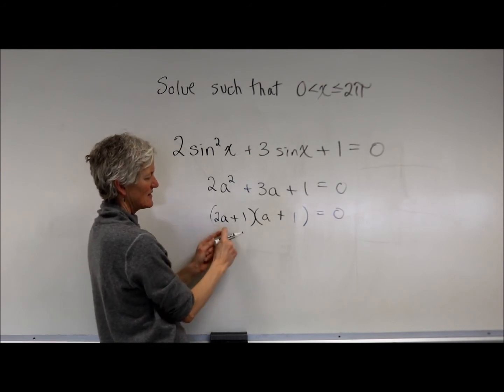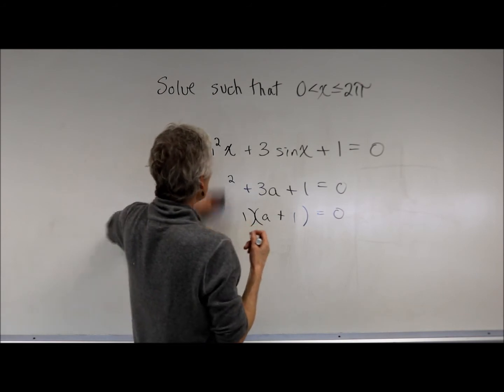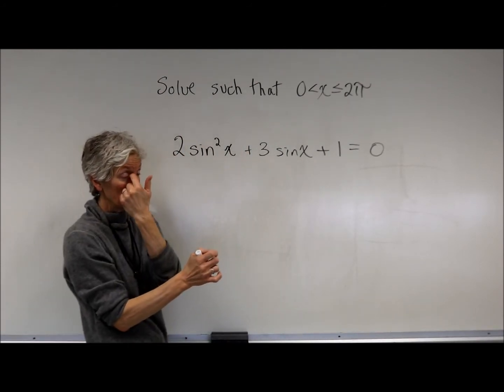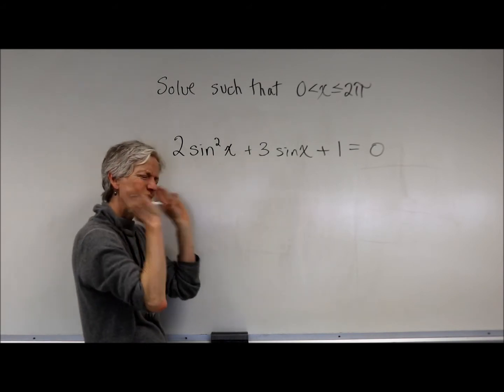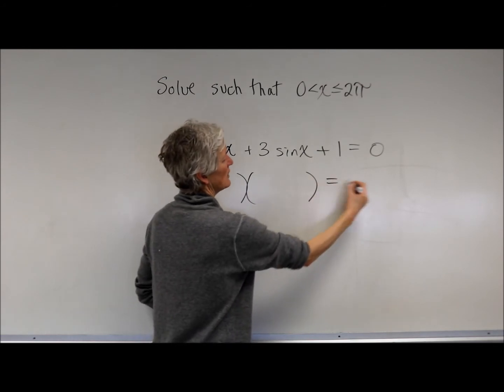I think that's the factor. That's going to work. Yeah. 2a plus a is 3a. Okay, so if it's tricky for your brain with the sine or the cosine or whatever, you can just temporarily replace it with another variable to see how the factoring is going to work.